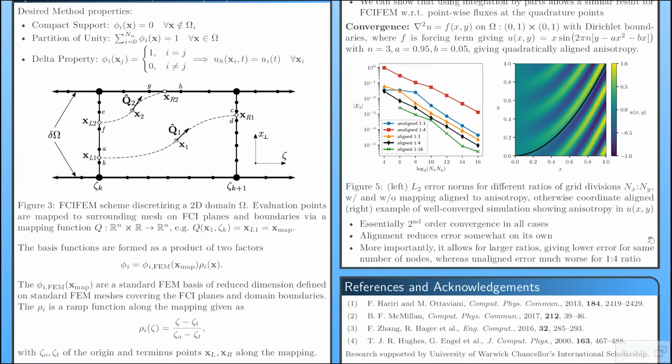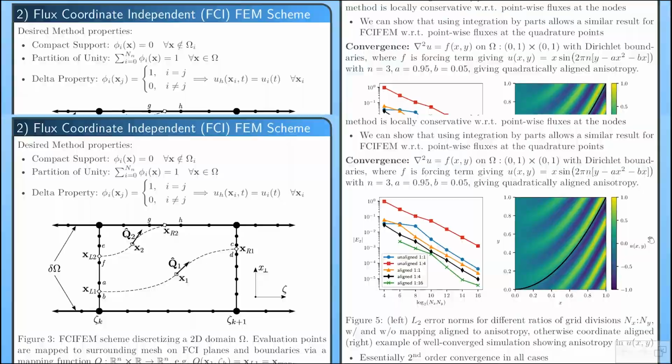Specifically, we have standard finite element meshes defined on the domain boundaries, as well as planes of constant coordinate zeta, which are widely spaced throughout the domain. This coordinate is not necessarily aligned to the anisotropy, but provides a one-to-one mapping with the anisotropy. We then have standard finite element basis functions defined on these planes, which represent the fast varying motion perpendicular to the anisotropy, and a slow varying ramp, which represents the small gradients along the anisotropy.